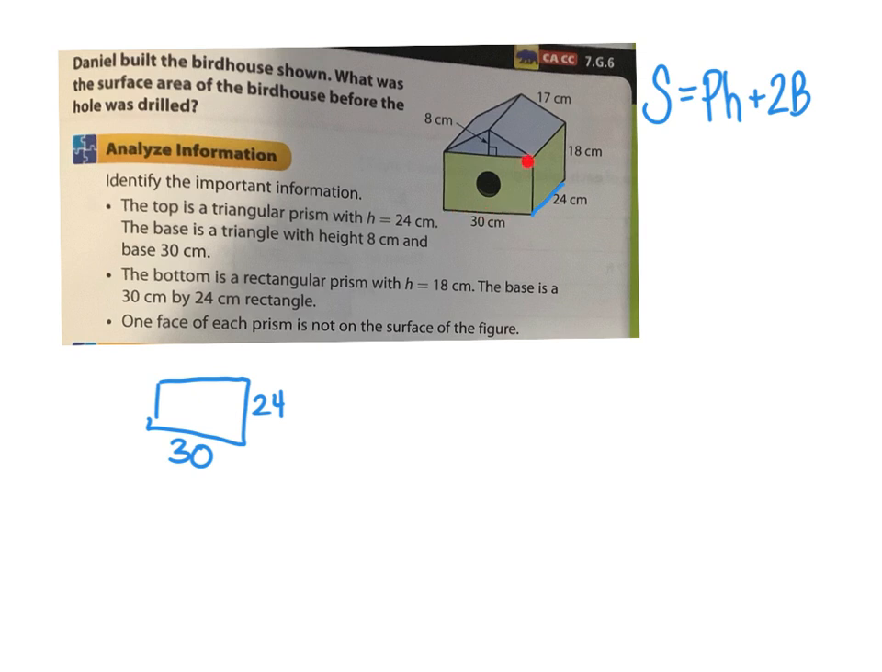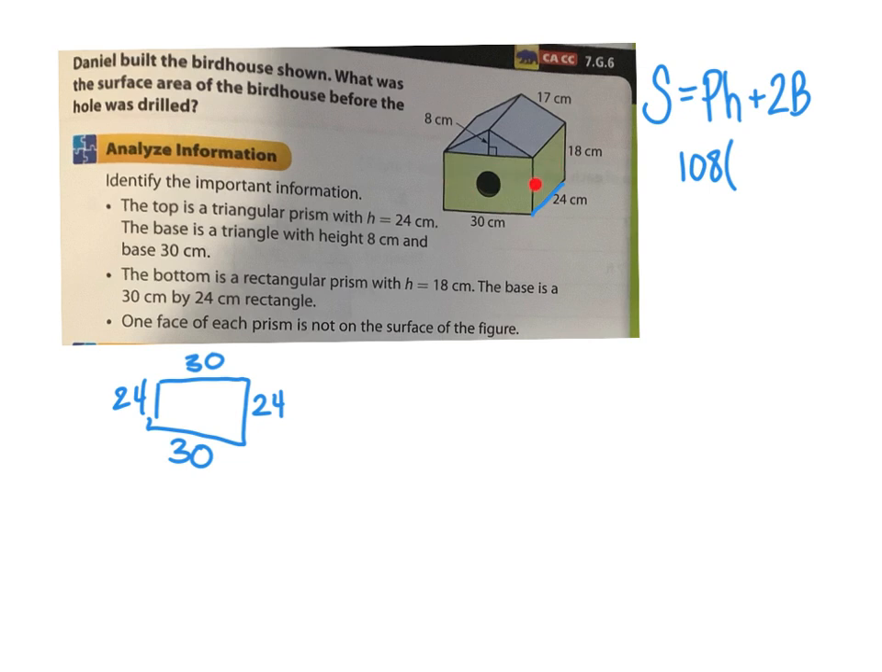Now, if I took all of these lateral pieces, cut them off of there and laid them flat, they would all have a length of 30, 24, 30, 24, right? So that's why we use the perimeter. So I'm going to do the perimeter of my base. That's 30 plus 30 is 60. 24 plus 24 is 48. And 60 plus 48 is 108. So I have a perimeter of 108 for here.